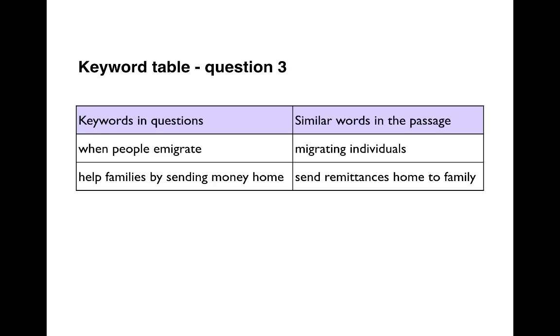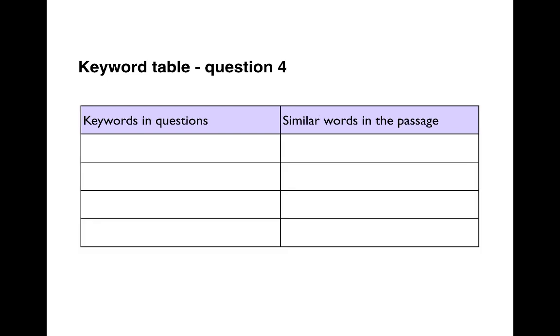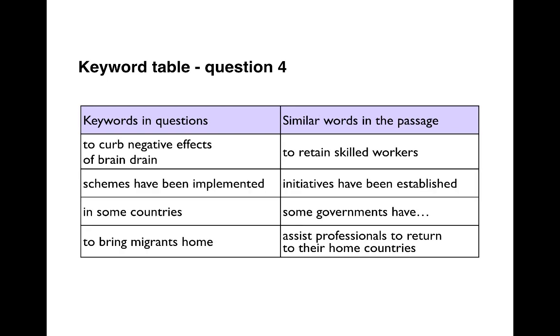Number 3, when people emigrate, migrating individuals, help families by sending money home, send remittances home to family. And question 4, to curb negative effects of brain drain, to retain skilled workers. So not losing skilled workers is reducing the negative effects. Schemes have been implemented, initiatives have been established. In some countries, some governments have, to bring migrants home, assist professionals to return to their home countries.